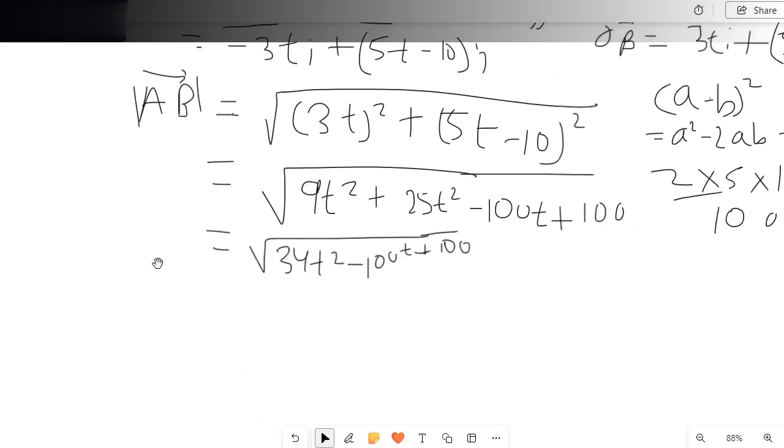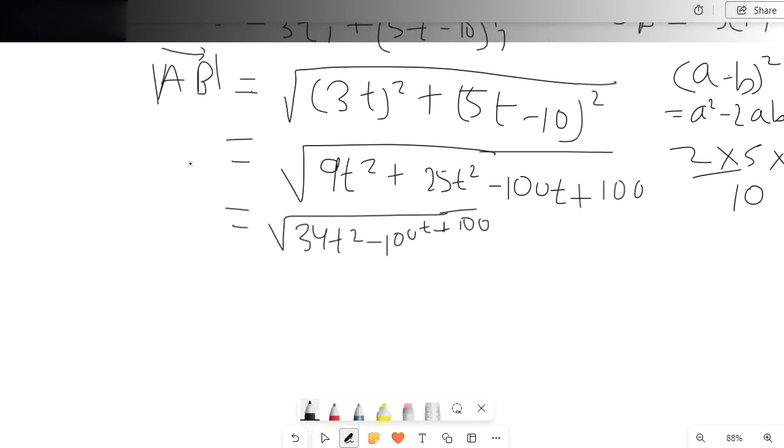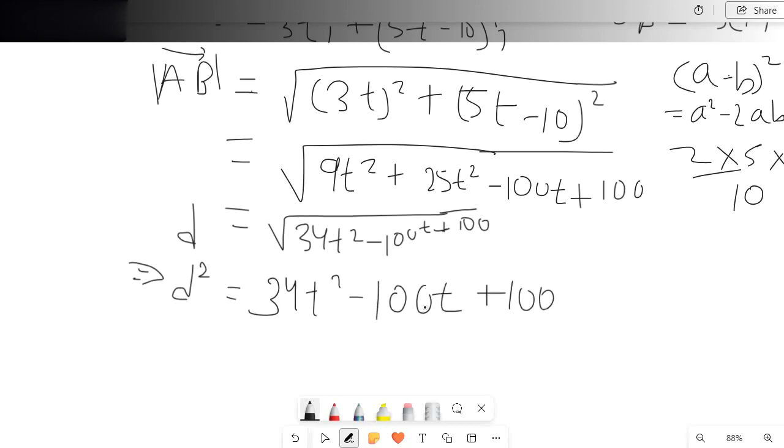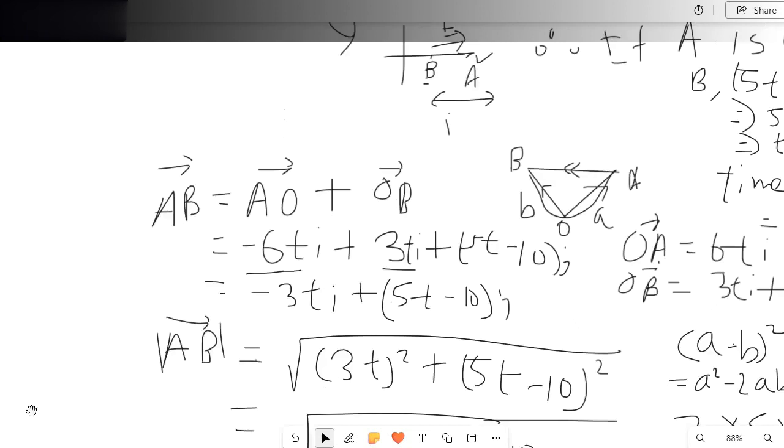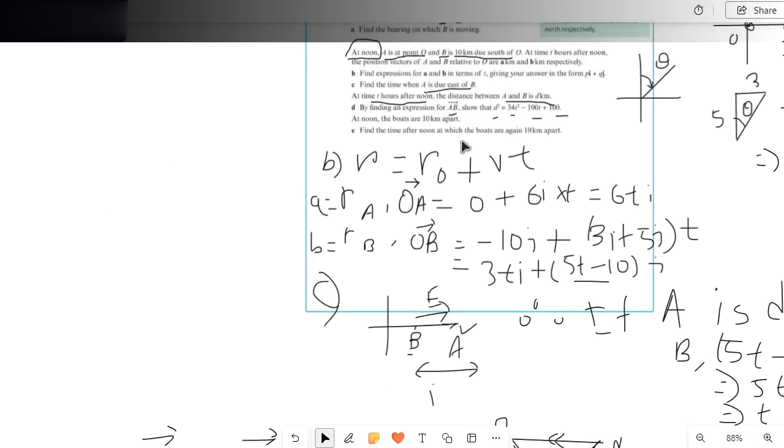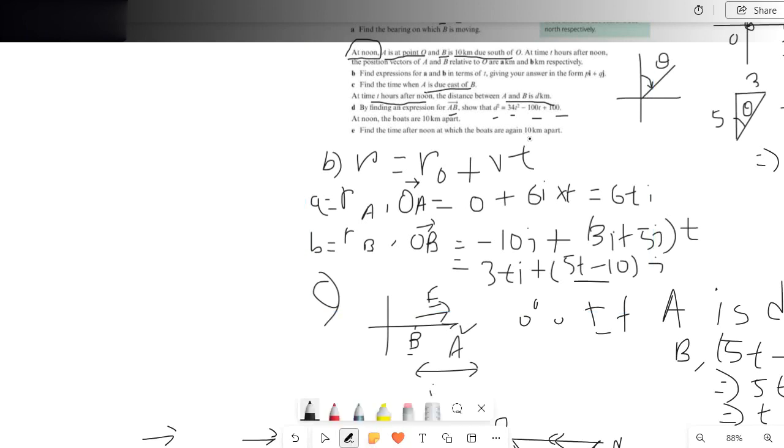And because we know that the modulus of AB is equal to D, therefore we can get our required expression for D squared by squaring both sides, and we should get 34t squared minus 100t plus 100, and this is our required answer. And in part E, we have to find out the time after noon at which the boats are again 10 kilometers apart.